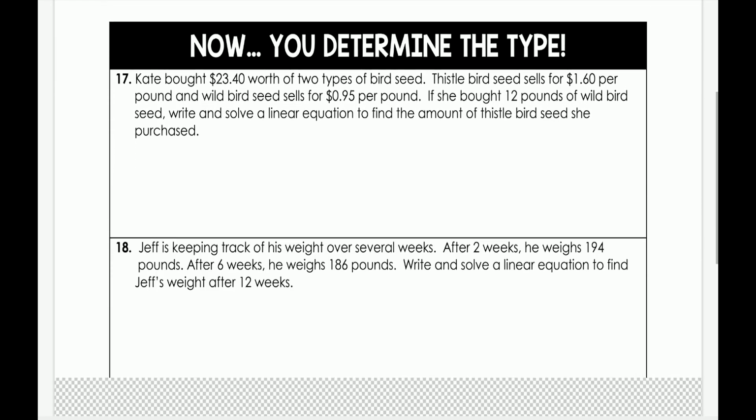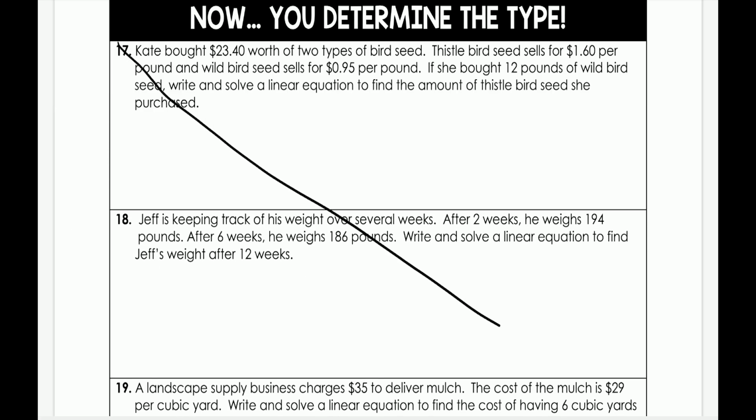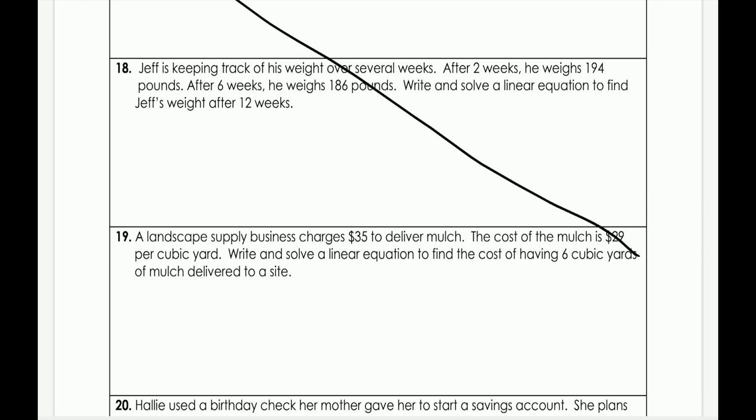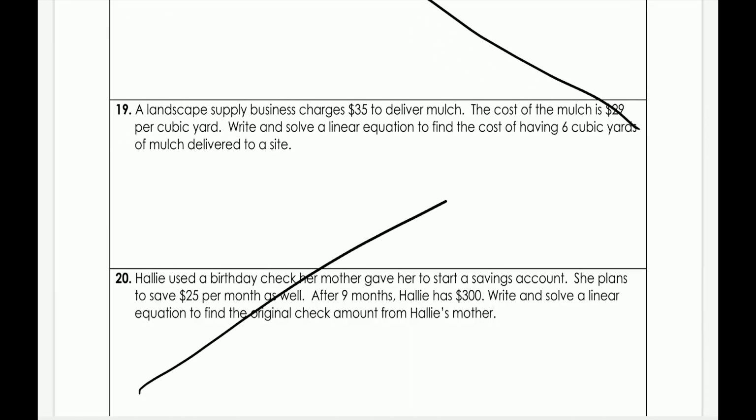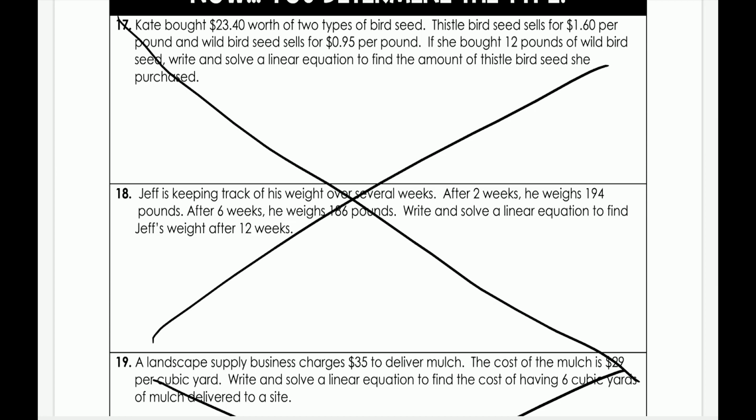So I want you to take the information that you've learned and try 14, 15, 16, and then 17 through 20 you can skip. So do not do 17 through 20. It's just a repetition of what we've already done.